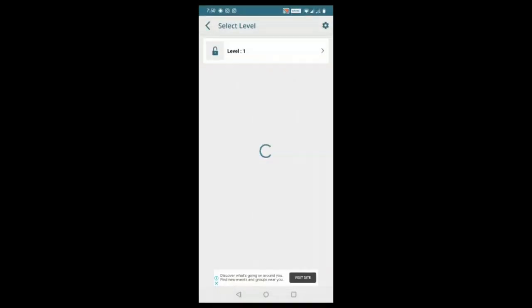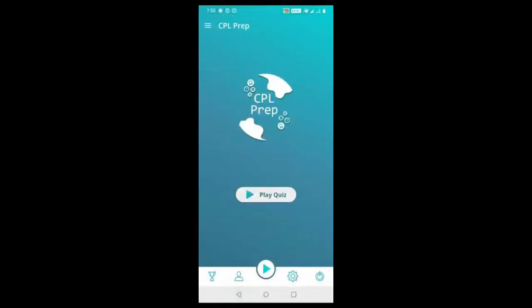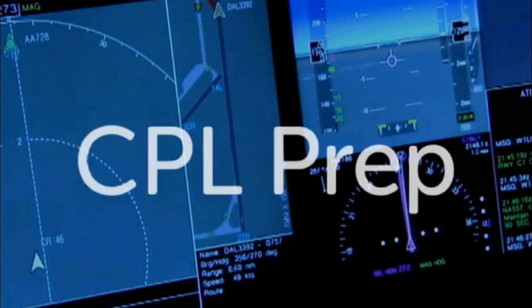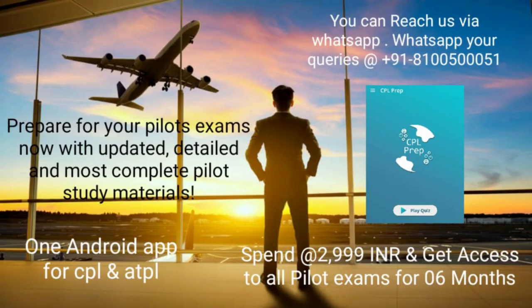So if you guys think this is good, I'll give the CPL prep. This is the app, and you can download it from the Google Play Store, and you can use it. If you think that this is good, you can please enroll yourself in this. And this is not a paid promotion or something like that. I just got the information about this from one of my friends, and he says that this is good, so that is why I shared. So if any of you want to prepare yourself for the CPL exams, you can please enroll yourself in this.